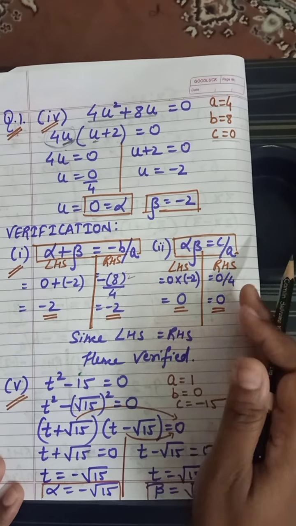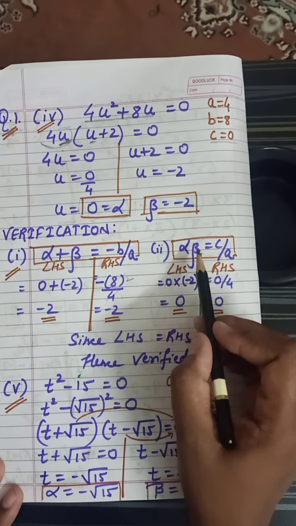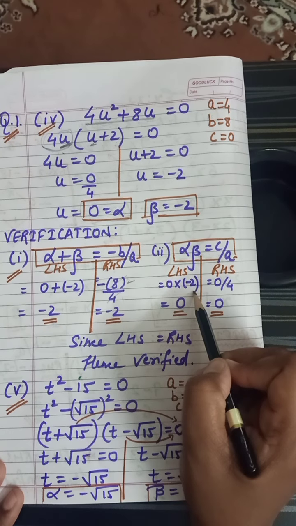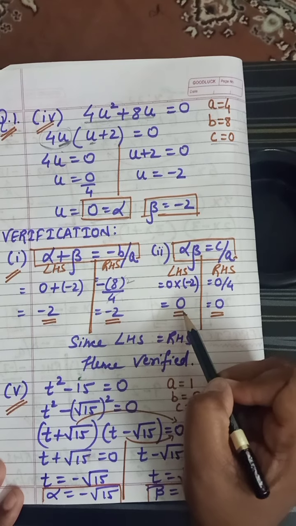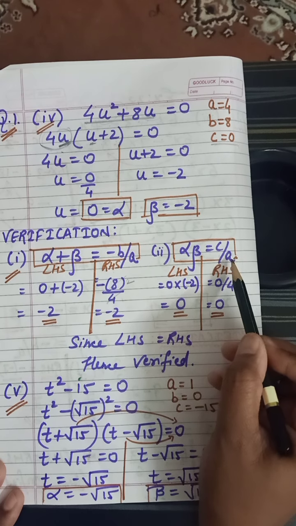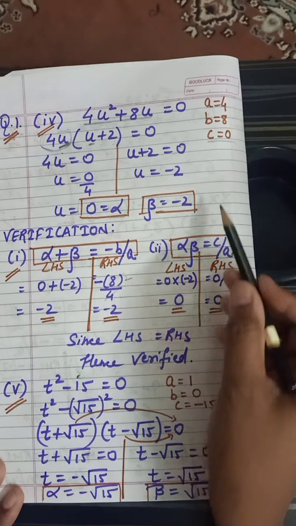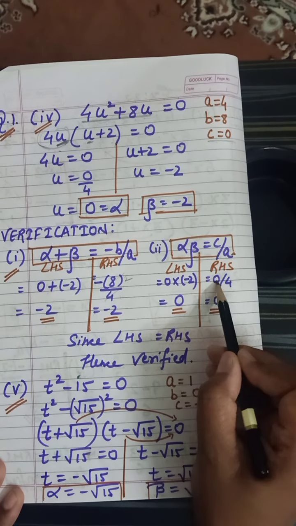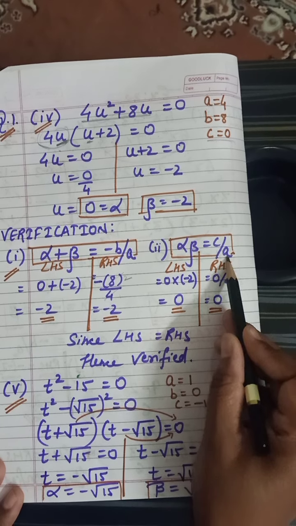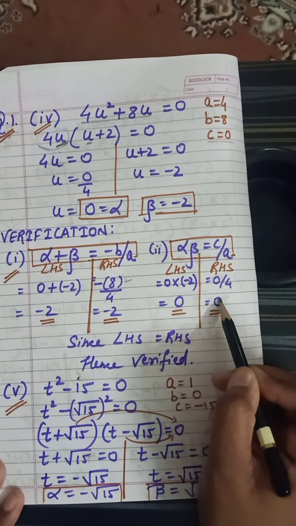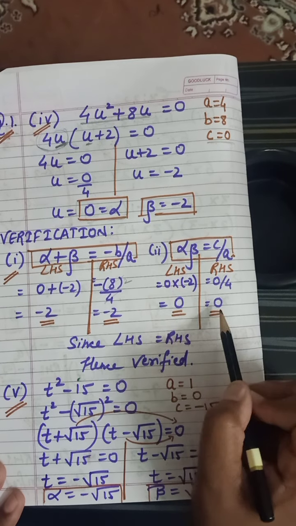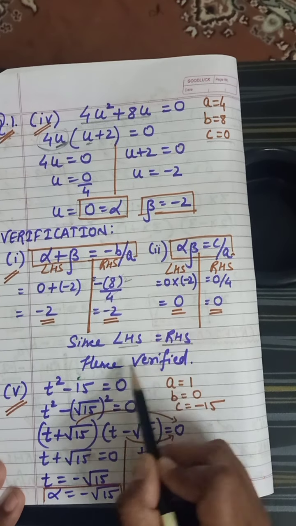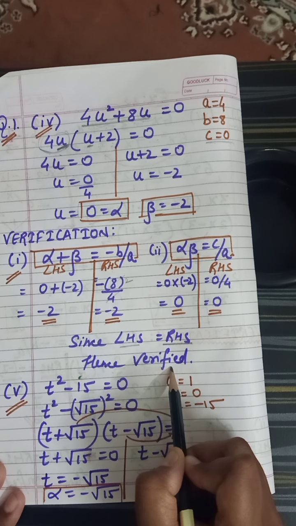Let us check for the second part. Second relationship, alpha into beta equals c by a. Alpha is 0 into beta is minus 2. So 0 into minus 2 is 0. On right hand side is c by a. C is 0, no constant term in this polynomial, and a is 4. So 0 by 4, again you got 0. So left hand side and right hand side you got 0. So both are equal. Hence the relationship verified.